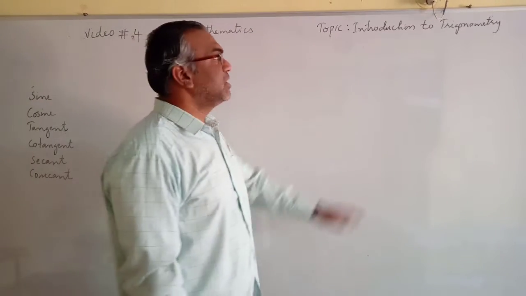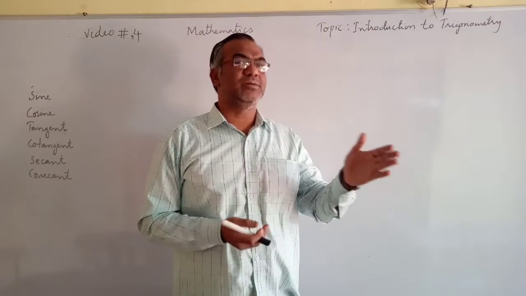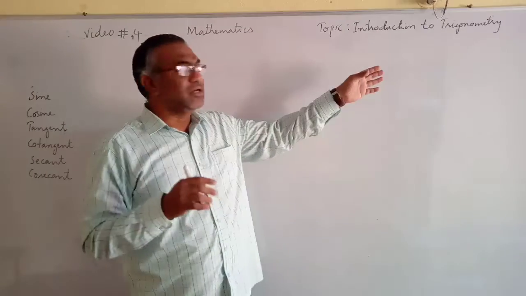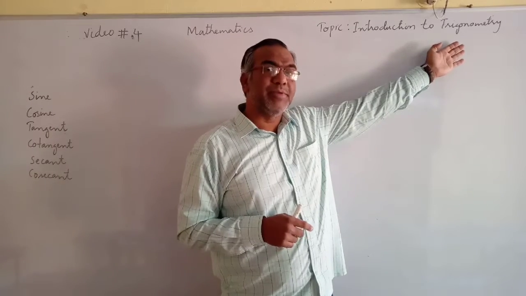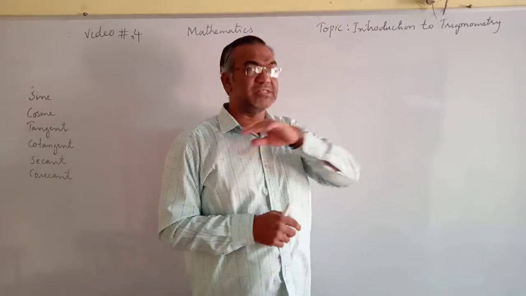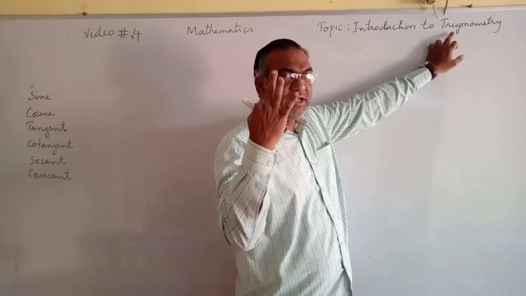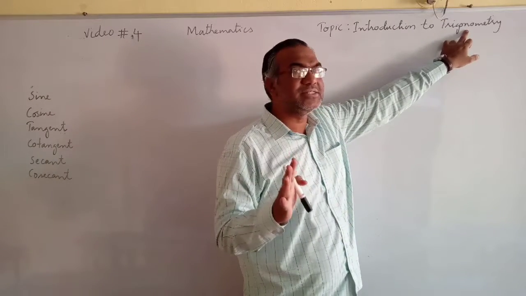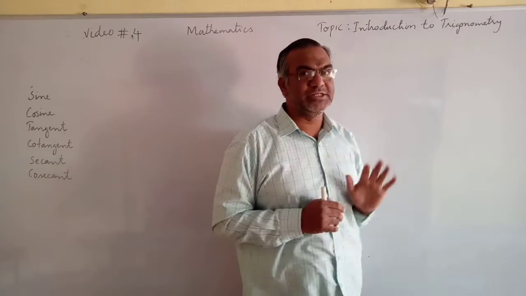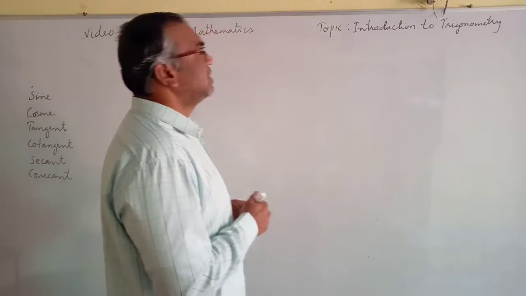Introduction to Trigonometry. Trigonometry is a branch of maths, just like algebra, arithmetic, geometry, calculus. Trigonometry is another branch of maths. Trigonometry is made up of 3 words: gono, angle, and metry, measurement. Angle measurement. Why is it like that? We will see.